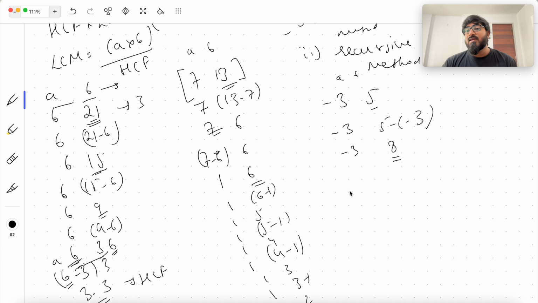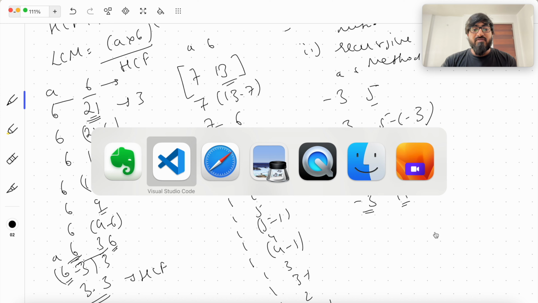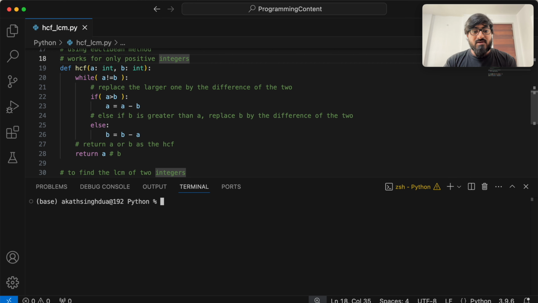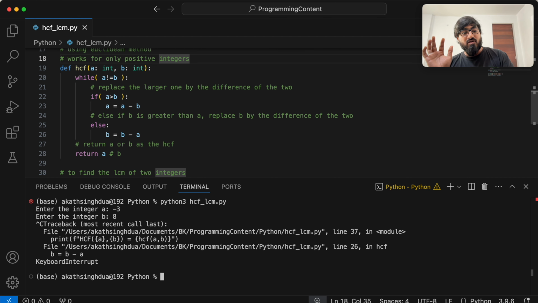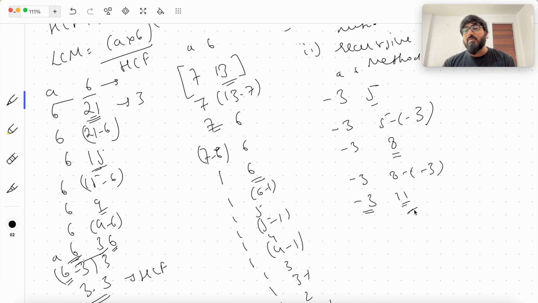Again, this is the larger one, replacing it by the difference. It is going to be 11. So you see minus 3 is remaining the same, but this value is increasing by 3 in every iteration. So if I send minus 3 and 8, I will have an infinite loop. You see it keeps running. I have to stop this, because the positive value is going to keep increasing, following the algorithm for Euclidean.